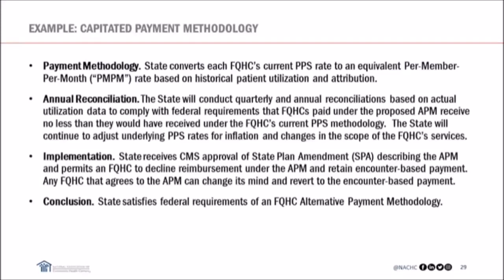How would this work under a capitated payment model? Let's say, for example, a state converts under an APM the PPS rate for an FQHC into some kind of equivalent per member per month rate based on historic patient utilization and attribution. In this example, let's say the state continues to conduct quarterly and annual reconciliations based on actual utilization data. So they look at how many encounters the FQHC had, how much the health center was paid, in this case, from the managed care company as part of this APM and these PMPM payments, and how much the health center would have earned under PPS. If there was a difference because the health center would have earned more under PPS, the health center is receiving an additional payment from the state. Let's assume that the state continues to adjust the underlying PPS rates for changes in scope and for inflation.